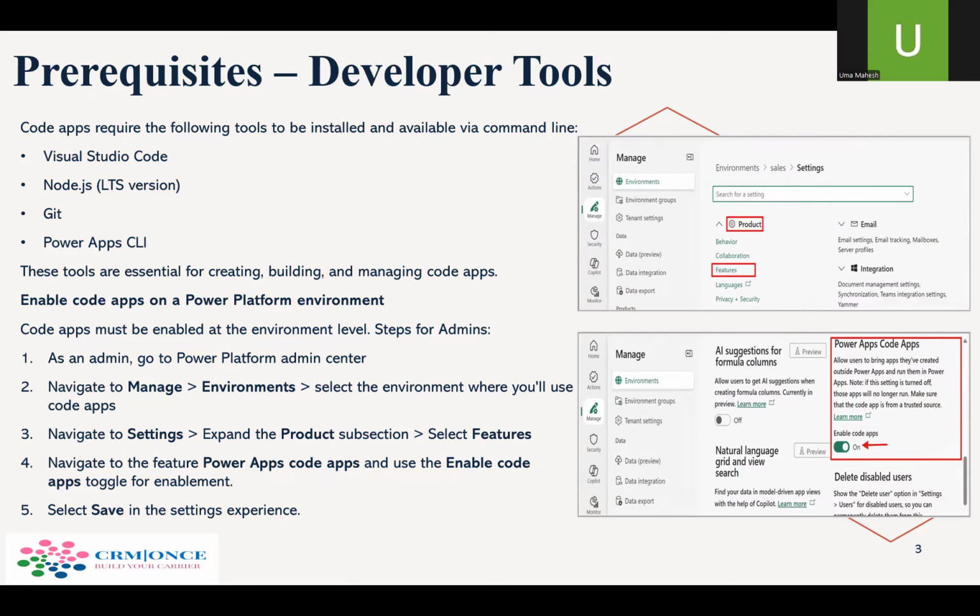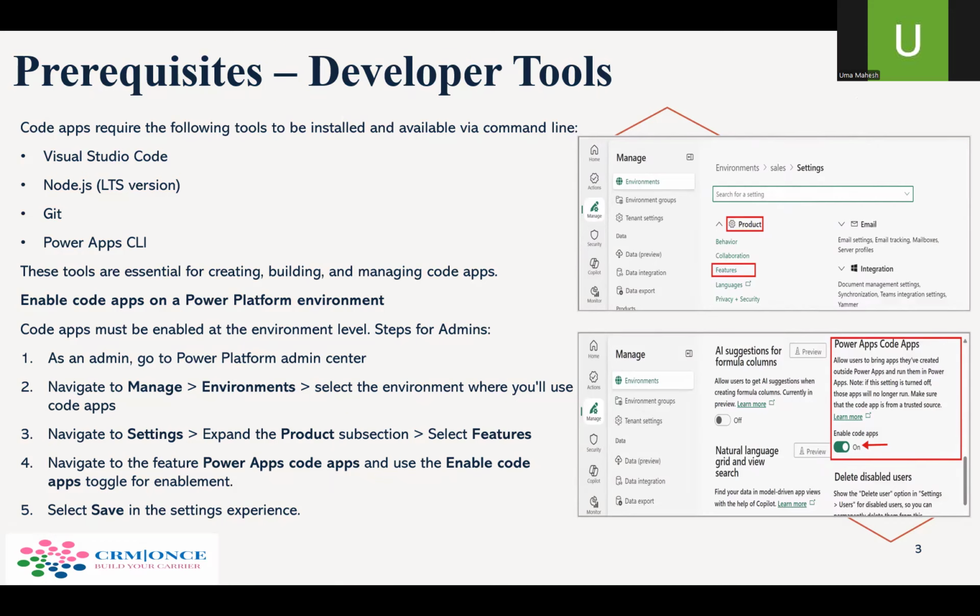To start with code apps, these are the developer tools that are the prerequisites. The first one is Visual Studio Code and Node.js. And if you want, we can use Git, or whatever code repository you have, we can use it. And the Power Apps CLI. These are all essential tools for creating, building and managing code apps.